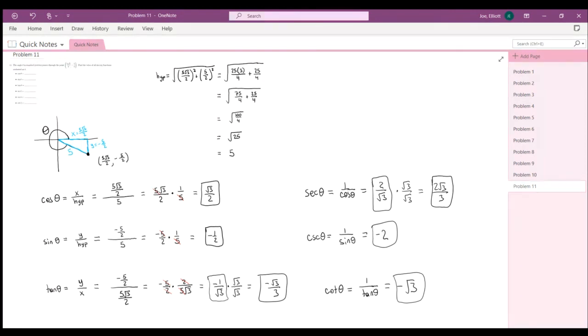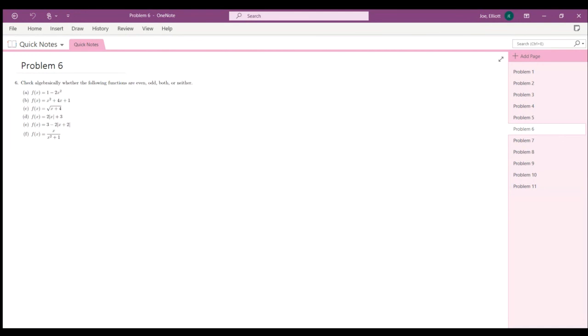All right, so that was problem number 11. I'm just going to take a look at problem number 6, and then I'm going to wrap things up after that, okay? So number 6 was about checking whether a function is even, odd, both, or neither, okay?